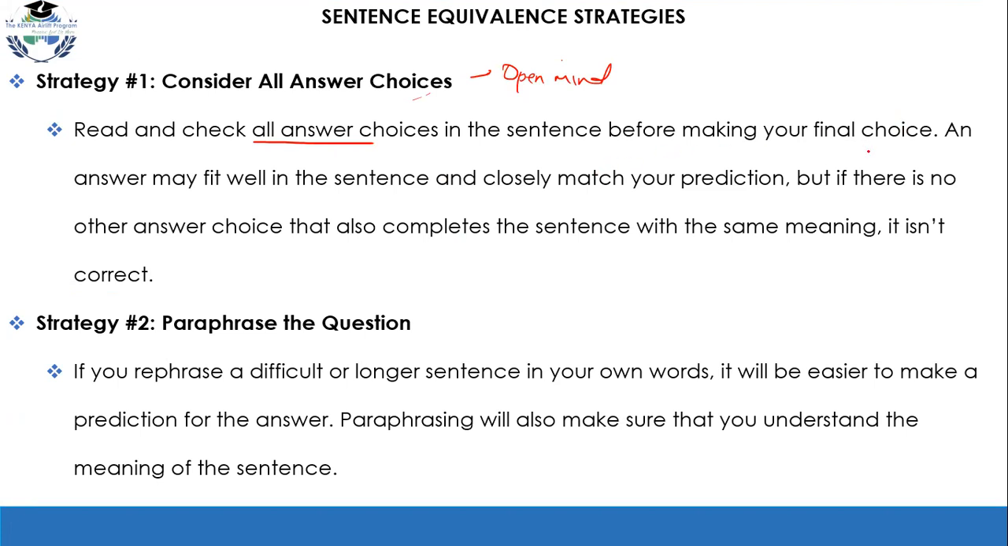Don't just immediately read the sentence and then immediately think, oh, I know the answer of this, and then I've seen the answer here, pick it out. You might be so wrong, right? So always read all the answer choices in the sentence before making your final choice. Make sure you know at least what a few of them mean. An answer might fit well in the sentence and closely match your prediction, but if there is no answer choice that completes the sentence with the same meaning, it isn't correct, right? So that's why it's important to read all the answer choices.